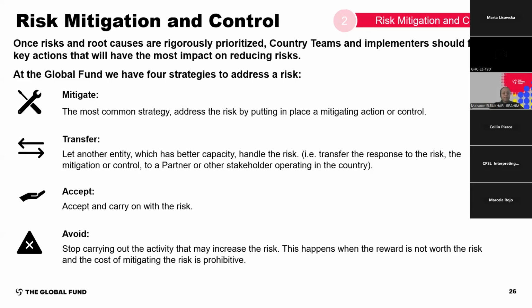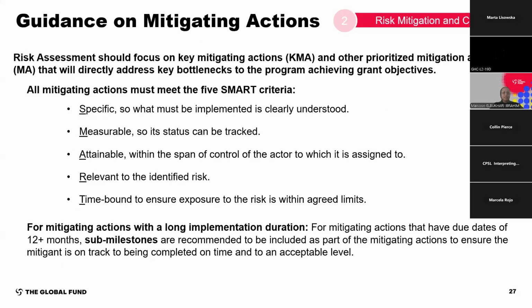If we go to the next slide, when mitigating risks, we follow a clear process. So for each sub-risk, we need to look at the root causes and design mitigating actions to manage those risks to an acceptable level. So country teams, in collaboration with implementers and country stakeholders, as appropriate, design, plan, and facilitate implementation of the prioritized mitigating actions and controls that will reduce the likelihood of a risk event materializing or reduce its impact.